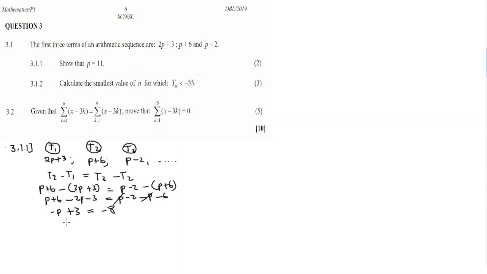Now let's calculate for p. P is equal to transpose positive 3, you figure abe negative 3 ngapha, minus p is equal to negative 11. Dividing both sides by minus 1 because I want the value for p, not minus p. And then siyabona ukuthi p is actually equal to 11. So we just proved ukuthi p is equal to 11. So now for the next question, 3.1.2.